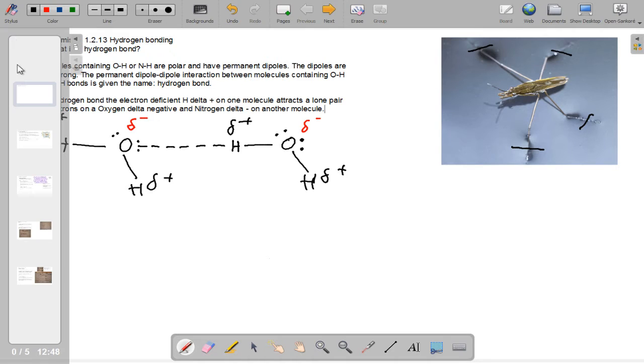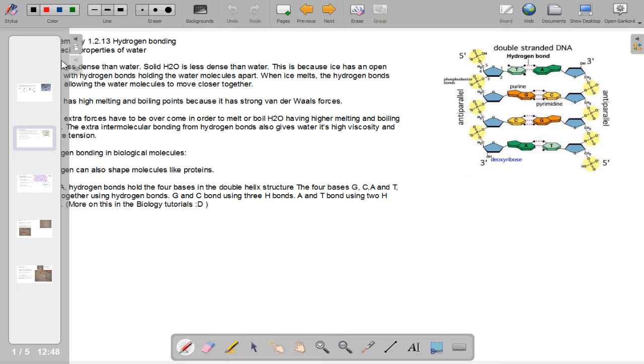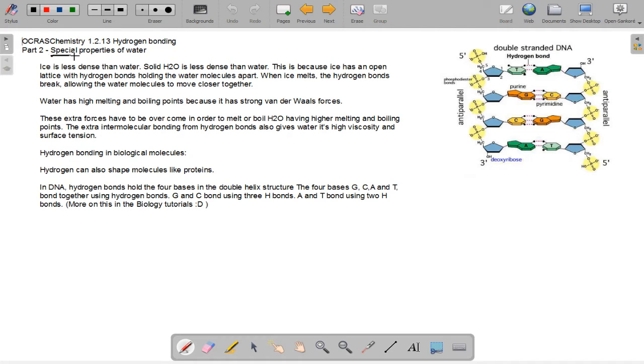And what are the special properties of water? Ice is less dense than water. Solid water is less dense than liquid water. This is because ice is an open lattice in which hydrogen bonds hold the water molecules apart. When ice melts, the hydrogen bonds break, allowing the water molecules to move closer together.